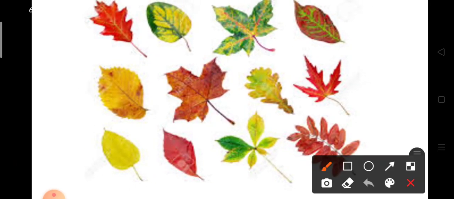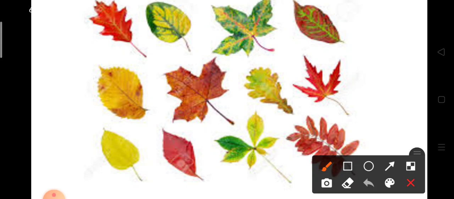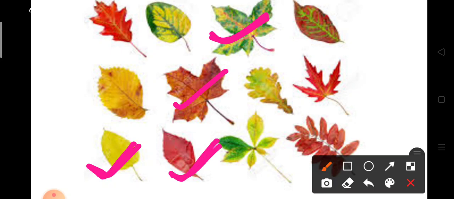So you can observe here the different colors of the leaf. Here you can see yellow leaf, green, red, brown. Okay students, here if it's yellow, then it contains carotenoid pigment. Here chlorophyll pigment, and in the red leaf there will be a presence of anthocyanin pigment.